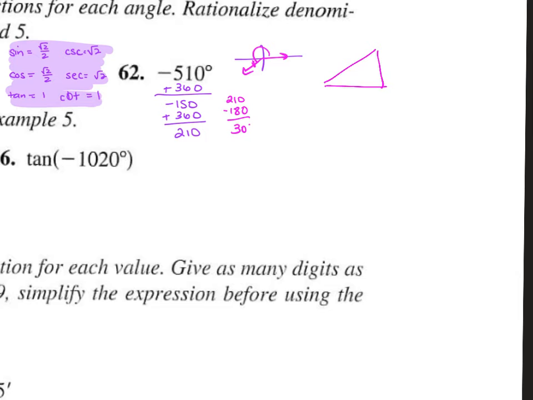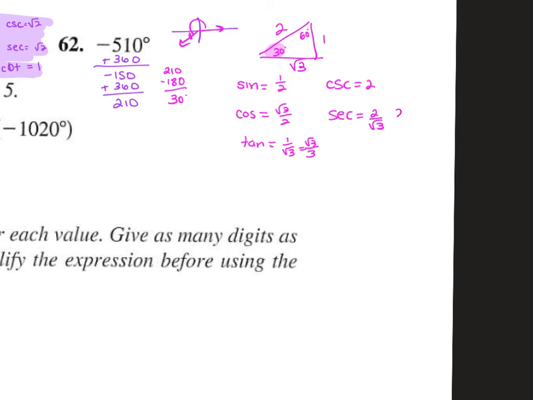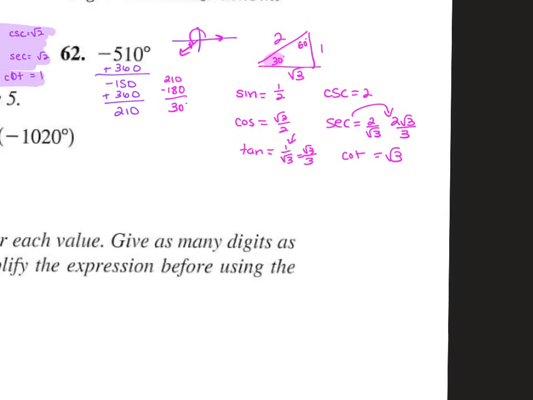So I'm using my 30, 60, 90 triangle, but this time I'm using the 60. 1, root 3, and 2. So I'm using this corner. So sine, opposite over hypotenuse, 1/2. Cosine, root 3 over 2. Tangent, 1 over root 3, which gets rationalized to root 3 over 3. Cosecant is 2. Secant is 2 over root 3, which gets rationalized to 2 root 3 over 3. And cotangent, flip it before we rationalize it, so it's root 3.